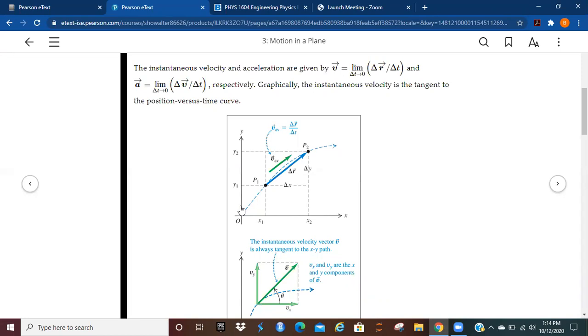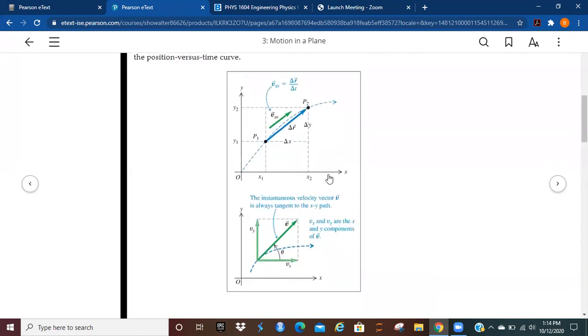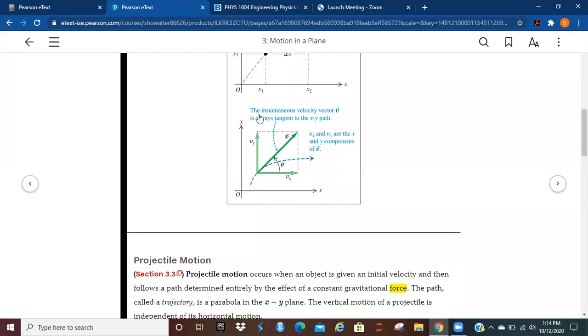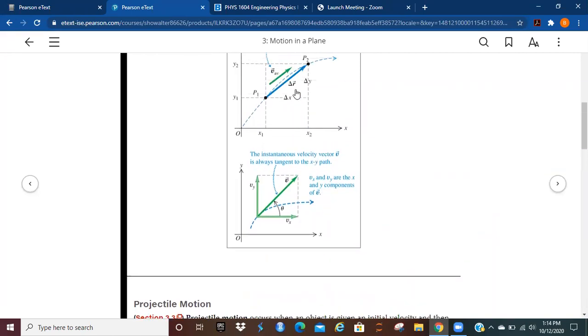So if you look at it graphically, the instantaneous velocity is going to be the tangent to the position versus time curve. So you've got your position here, you've got a position here, and you can see the average velocity as you go from point A or point 1 to point 2. You can see the change in X, change in Y. This is going to be the change in R. And the instantaneous velocity vector is always going to be tangent to the path that it takes. So this is always going to be tangent to that.